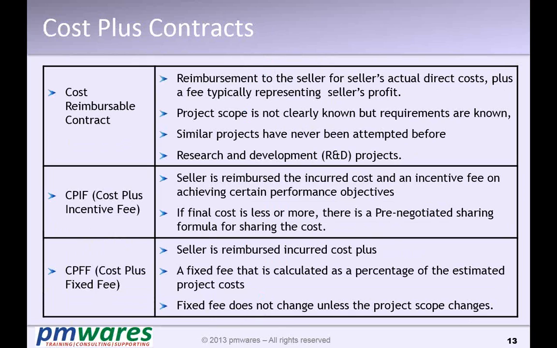The second type of contract is the cost reimbursement. Cost reimbursement contracts are normally taken up when the requirements are not completely frozen or completely known, or requirements are evolving. Because requirements are evolving and we do not know the complete requirements, it becomes difficult for the vendor to estimate and give a fixed price. So in that case, we go with the cost reimbursable contract.